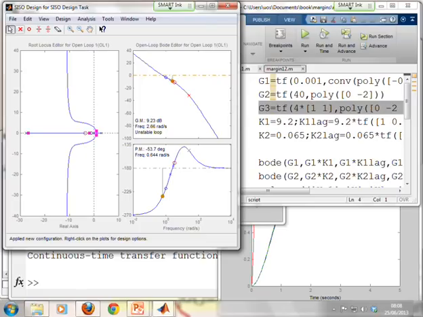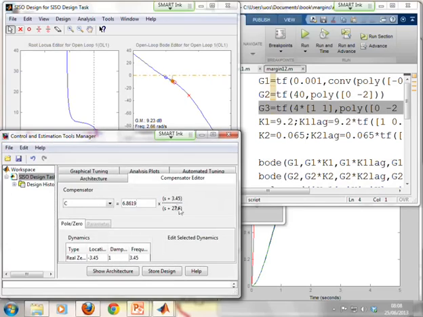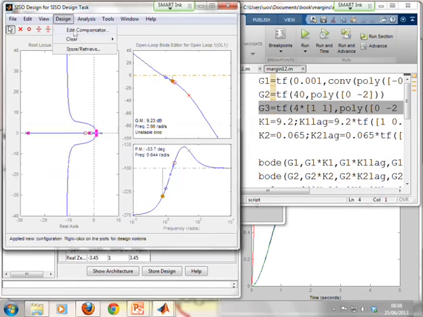Something's gone wrong here. Let me just check. Has it actually cleared the compensator? No, it still hasn't cleared the compensator, so let's clear that again.